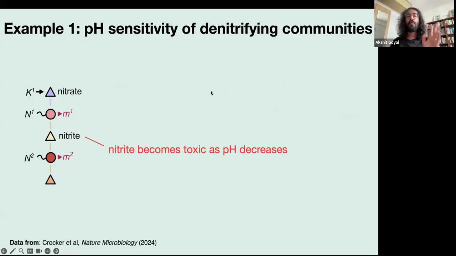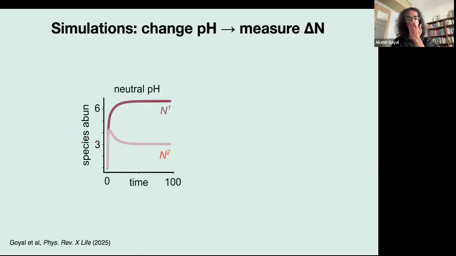The main idea that I want to highlight is that the way that pH affects these communities is that nitrite becomes toxic as pH decreases. So the effect of nitrite is basically a pH dependent toxicity. And so you can now simulate this model. What was also done in this paper from Sepekun's lab is that they did experiments at different pHs. And so you can change the pH and ask how these communities respond. And you can do that in simulations.